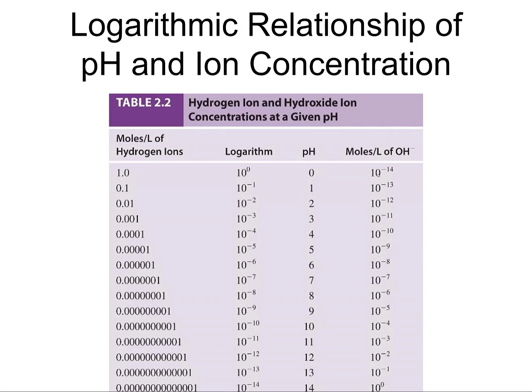So at pH 0, we have 1 mole per liter of hydrogen ions. That is sort of the standard. And so the moles per liter of hydroxide would be 10 to the minus 14th. That's pretty small. That's really, really, really small. It's 0.00 with 13 zeros plus a 1 to give you the minus 14. So that's a pretty small number.